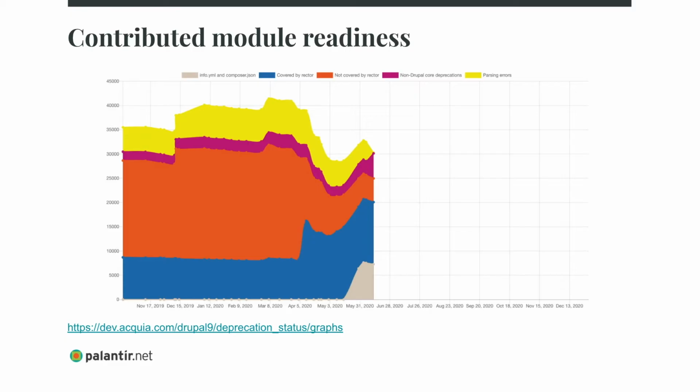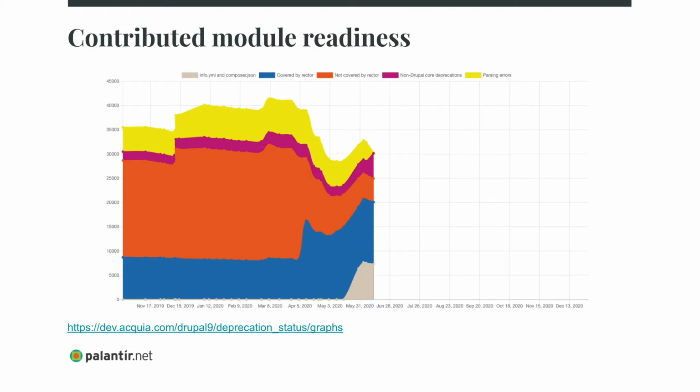So this is an overview of all the different issues that were found by this tracking tool that Acquia has provided. And it's found that a good number of these issues are issues with info.yaml files or composer.json files. And those issues are fairly easy to fix, which is good news.